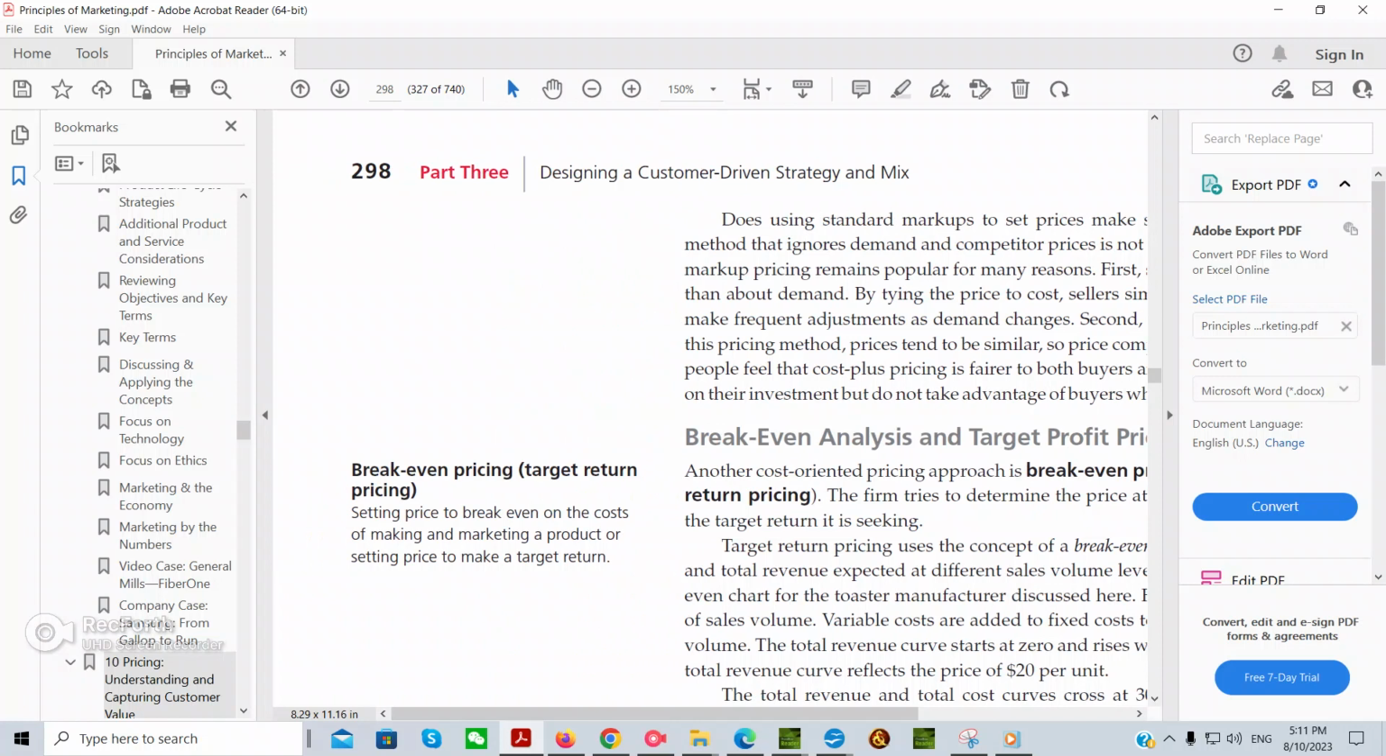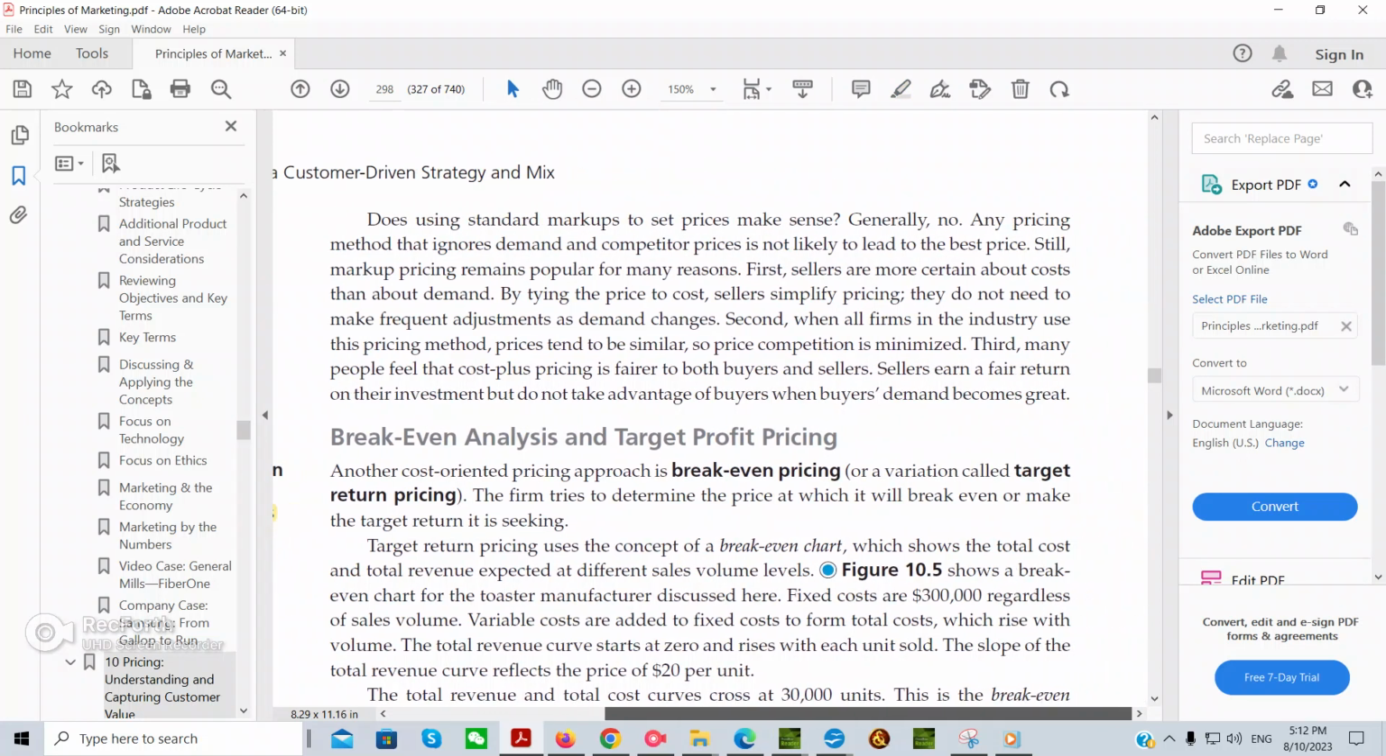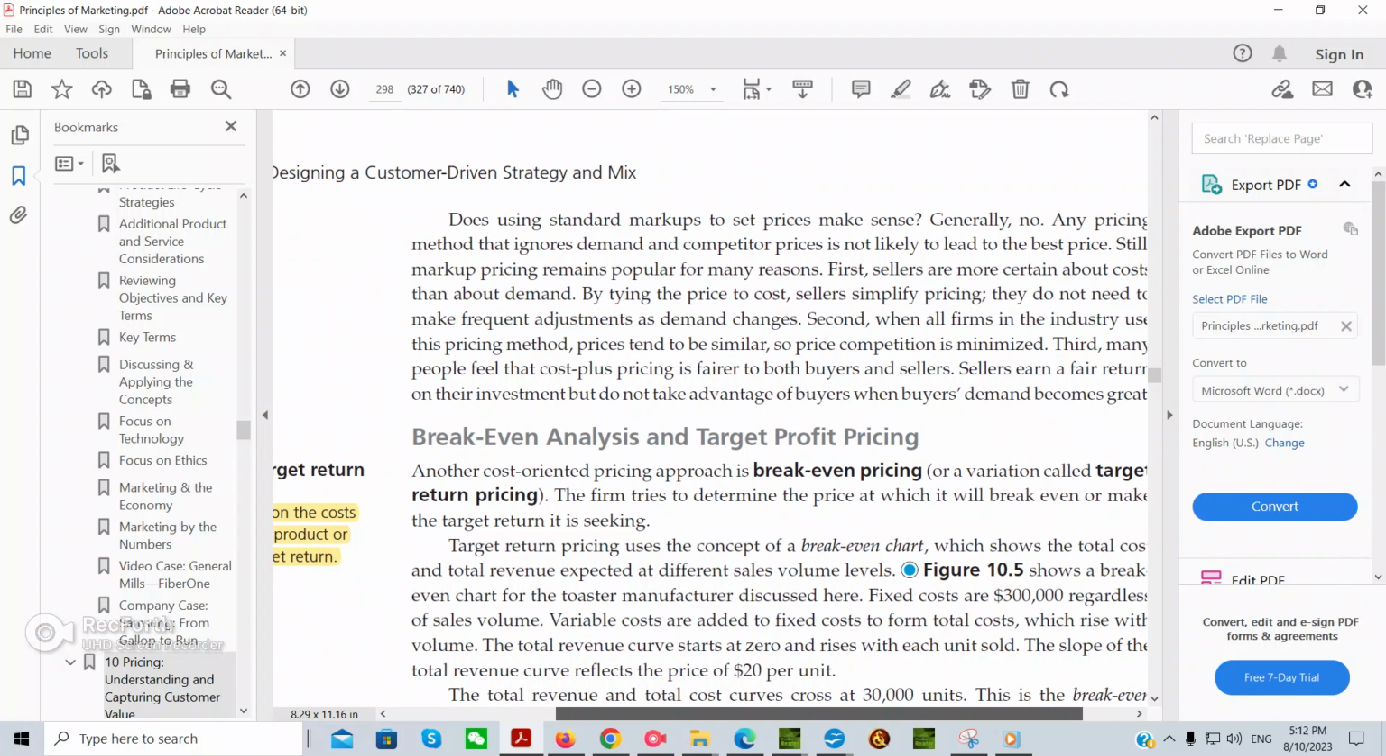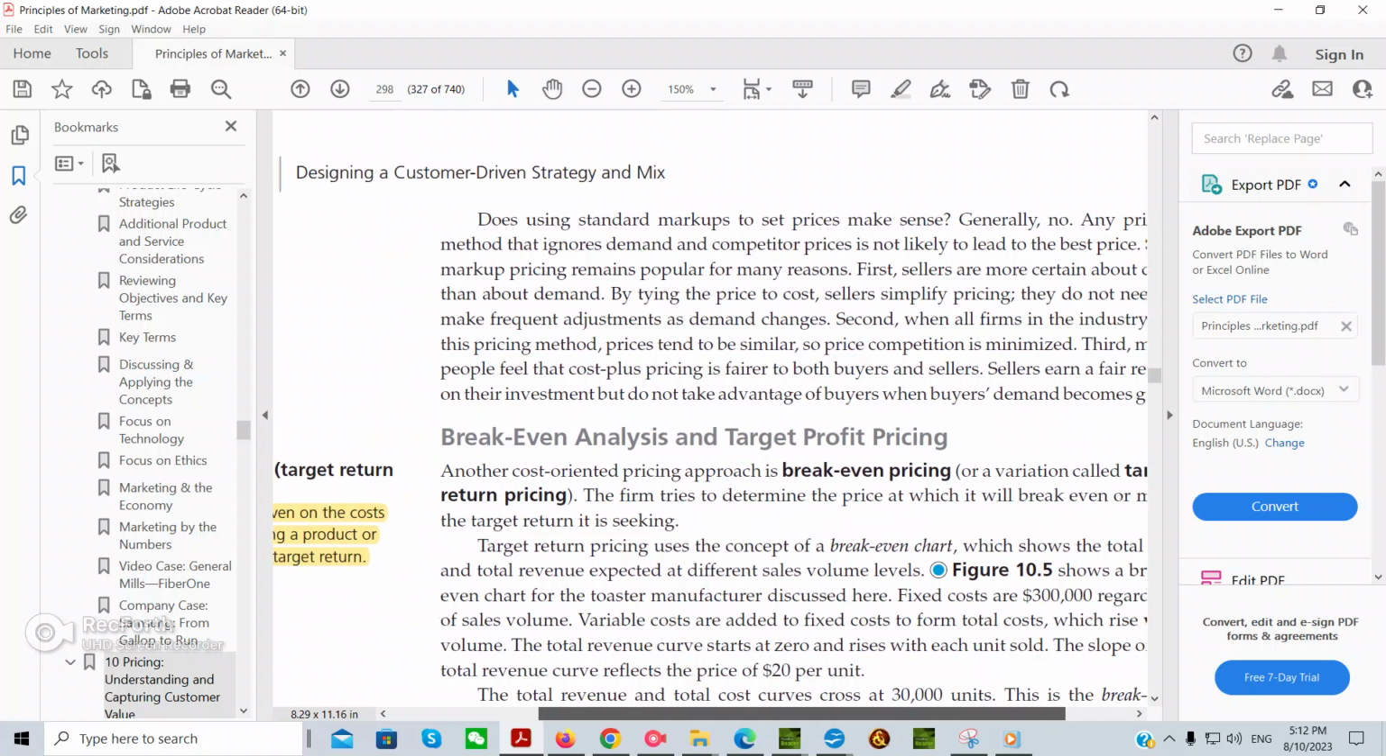Now, we consider break even. Probably should have talked about this before profit. Break even just means that your revenues equal your expenses. So it's setting the price to break even on the costs of making and marketing a product, or setting a price to make a large target return. Breaking even means no profit. No profit and no loss is break even. Otherwise known as target return pricing.